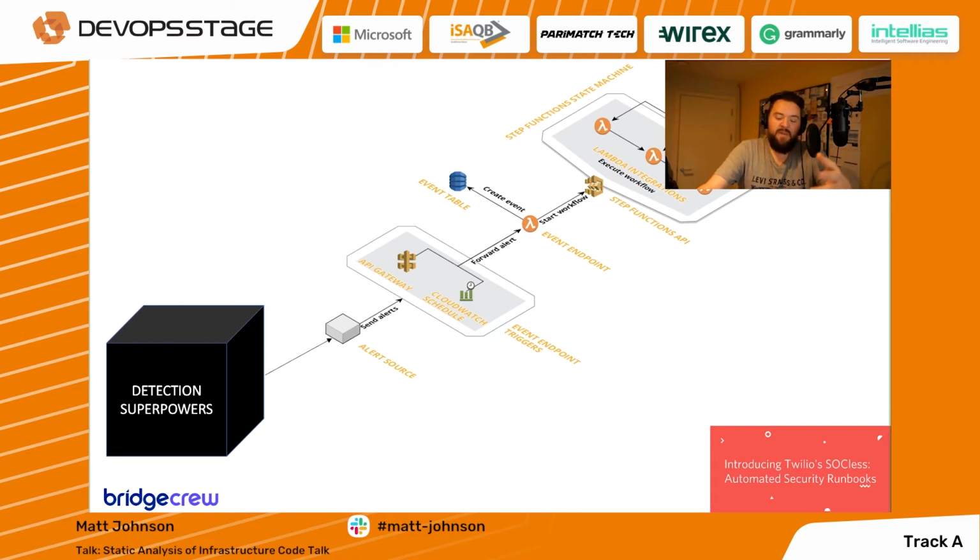For example, this bucket's gone public, right? We should probably close that bucket from public until we absolutely know it needs to be open, because that might be a mistake. That's a fairly simple thing to do. So definitely check out the Sockless project on GitHub. But what are those detection superpowers? Where do these alerts come from to get remediated?